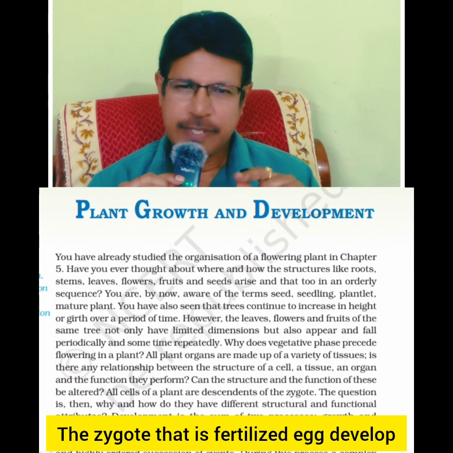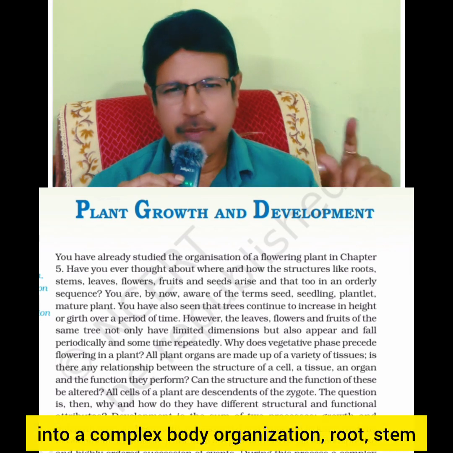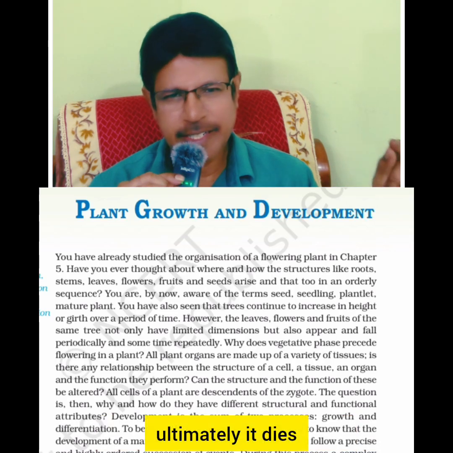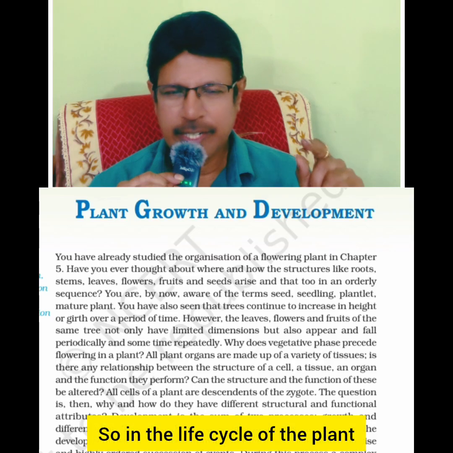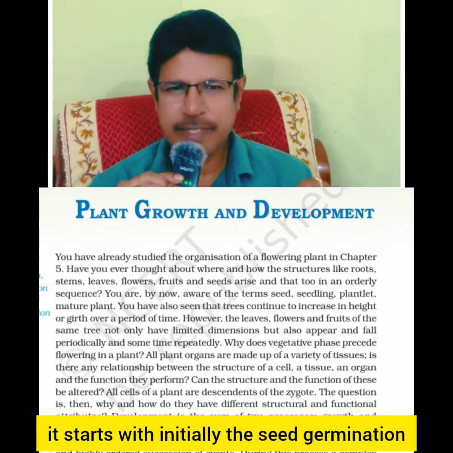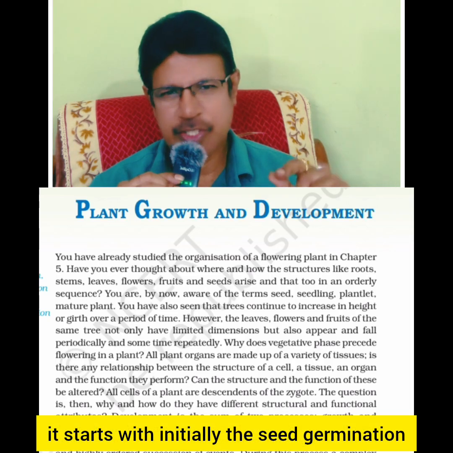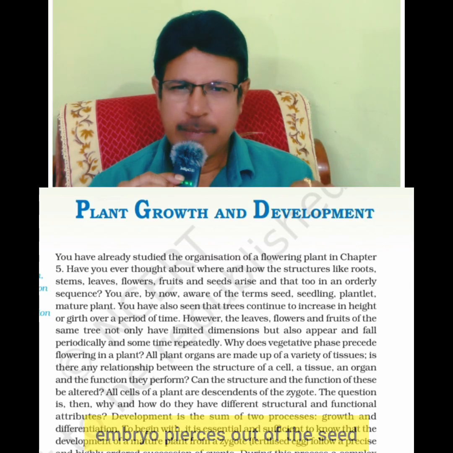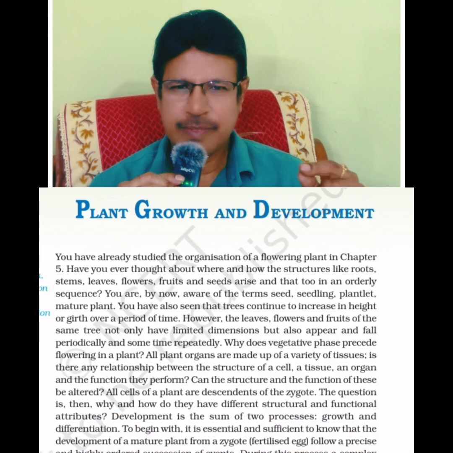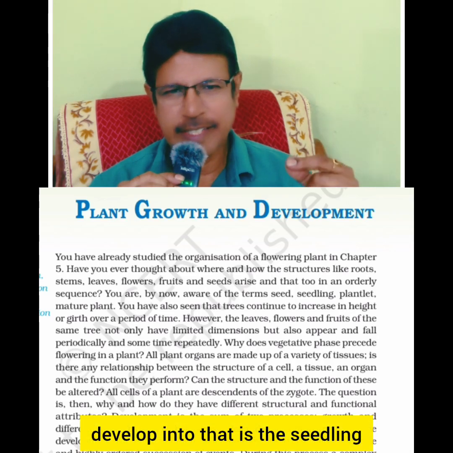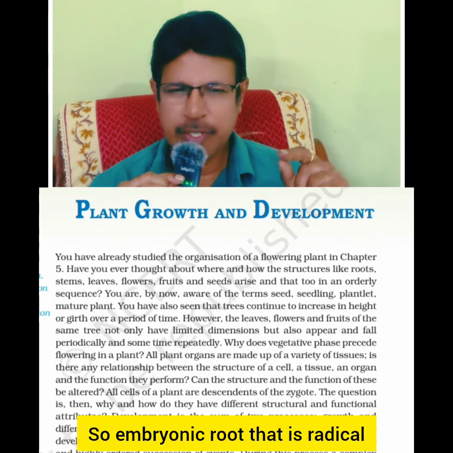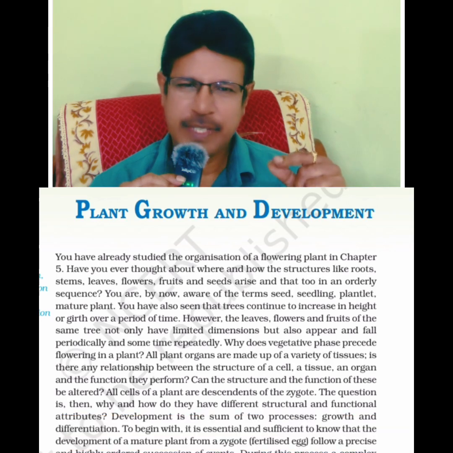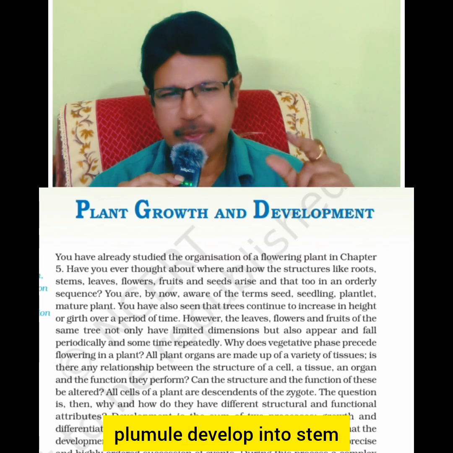Next, the zygote, that is the fertilized egg, develops into a complex body organization: root, stem, leaves, flowers, fruits, seeds. Ultimately, it dies. So in the life cycle of the plant, it starts initially with seed germination. Seed germination is when the embryo peels out of the seed and develops into the seedling. So, embryonic root, that is radicle, and embryonic shoot, that is plumule. Radicle develops into root, plumule develops into stem.